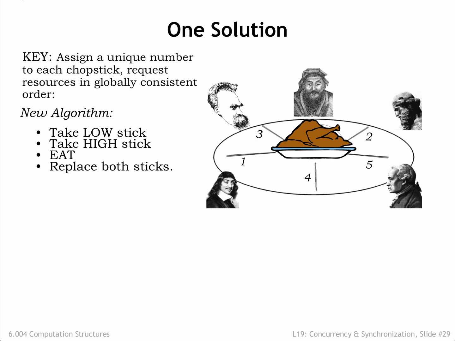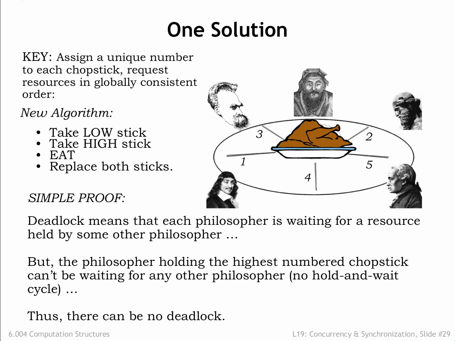Then they pick up the other higher numbered chopstick, eat, and then return the chopsticks to the table. How does this avoid deadlock? Deadlock happens when all the chopsticks have been picked up, but no philosopher can eat. If all the chopsticks have been picked up, that means some philosopher has picked up the highest numbered chopstick, and so must have earlier picked up the lower numbered chopstick on his other side. So that philosopher can eat, then return both chopsticks to the table, breaking the hold and wait cycle.